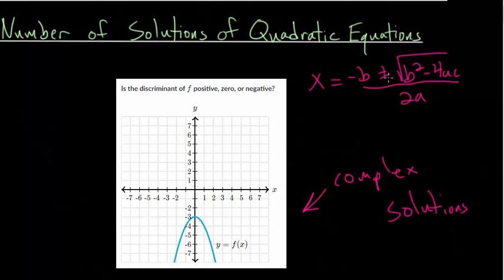So this is the case where b squared minus 4ac, our discriminant, is a negative number. So in this case, the answer would be negative. So let's keep going with these.